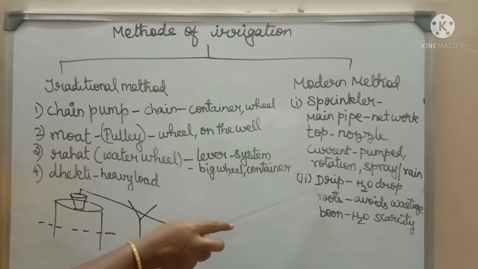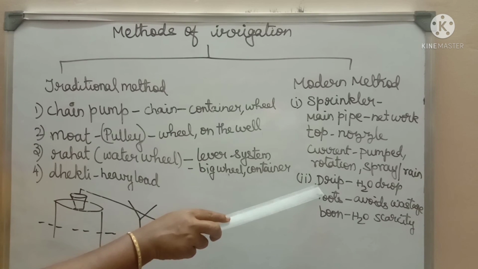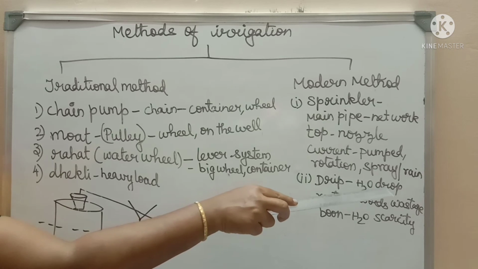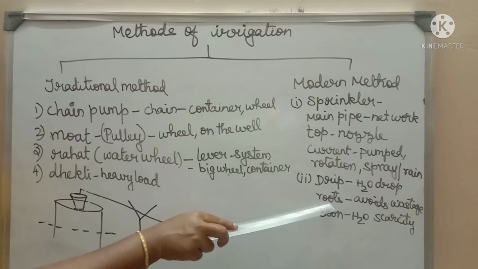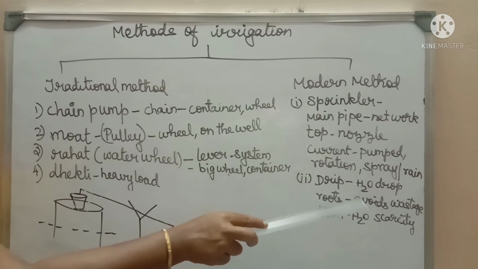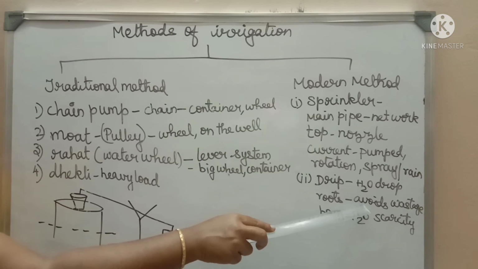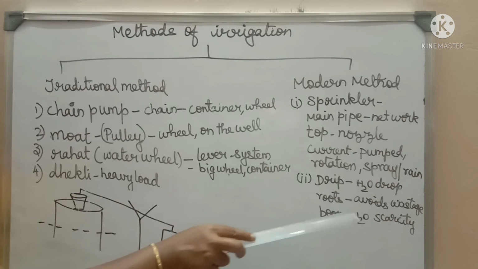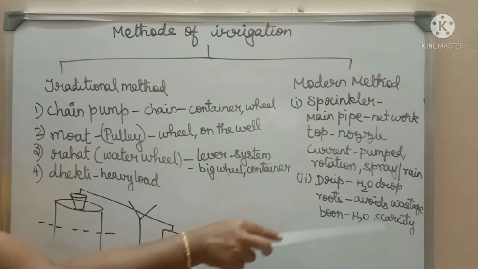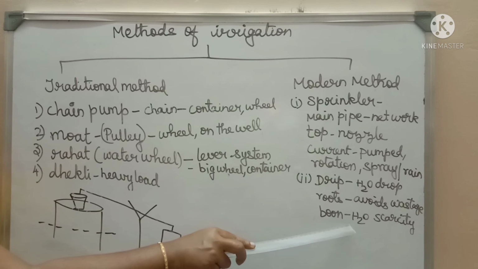The next is the drip irrigation method, where the water is allowed to fall drop by drop near the roots of the plant. As a result, only a little water is supplied. This is a popular method because it avoids wastage of water. It is a boon to places where water scarcity prevails.